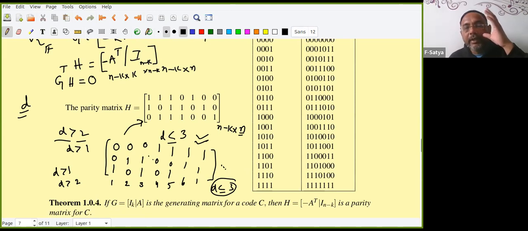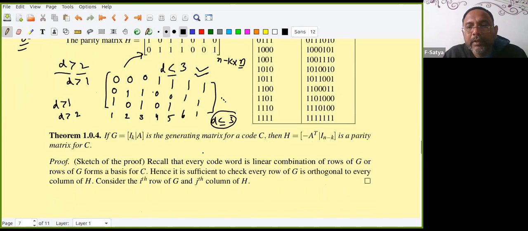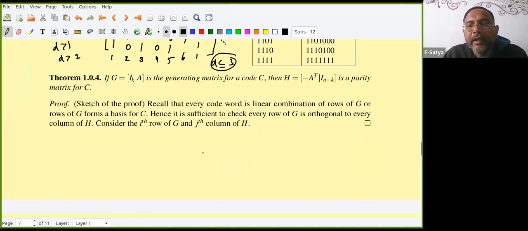But people write this form only so that, I will tell you later, there is something called the syndrome and all, so it is easy to decode. Here it is a polynomial time algorithm. In linear codes, decoding is not polynomial time in general, but for a Hamming code it is easy. So that's why Hamming codes became famous. Okay, so you understand this, right?